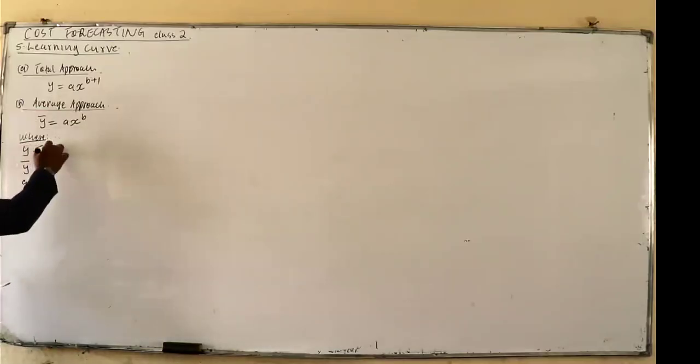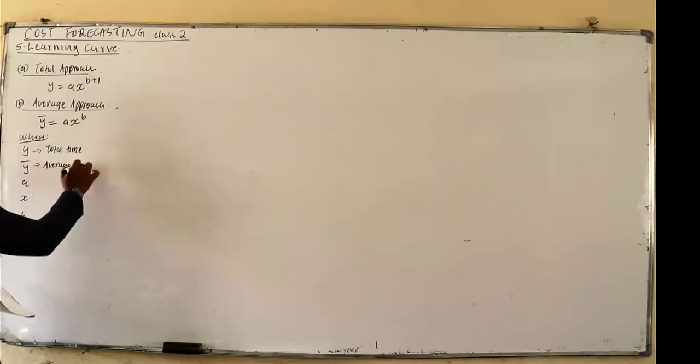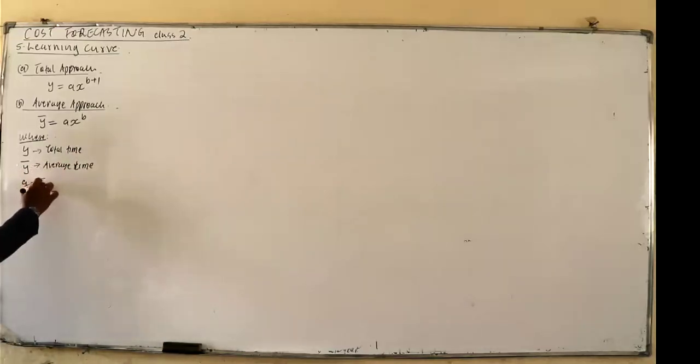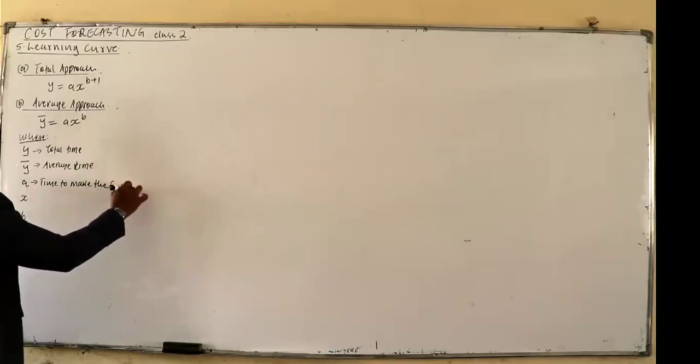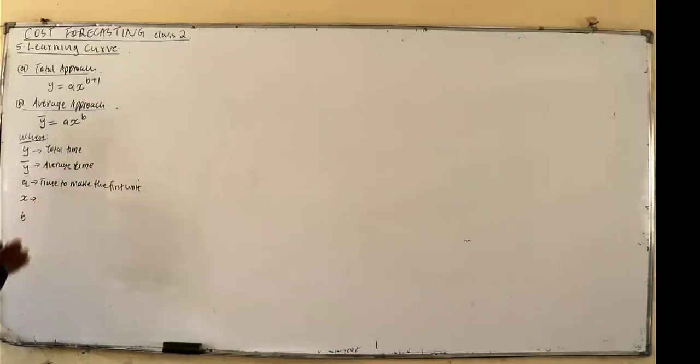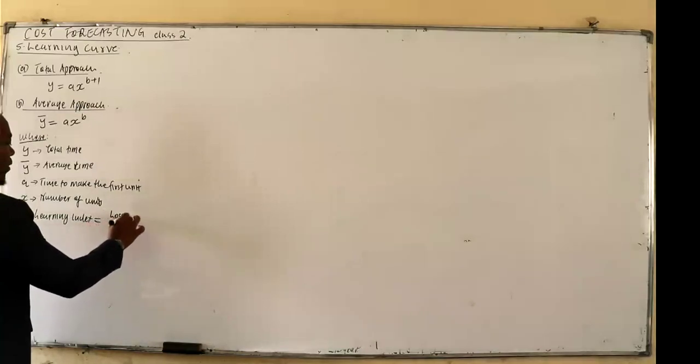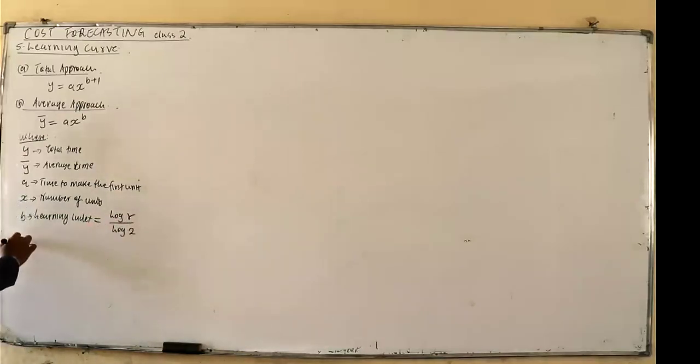So Y is the total time, Y bar is the average time, a is the time to make the first unit, X is the number of units, and b is what we call the running index. How do we get the running index? It is log R over log 2, where R is the running rate.